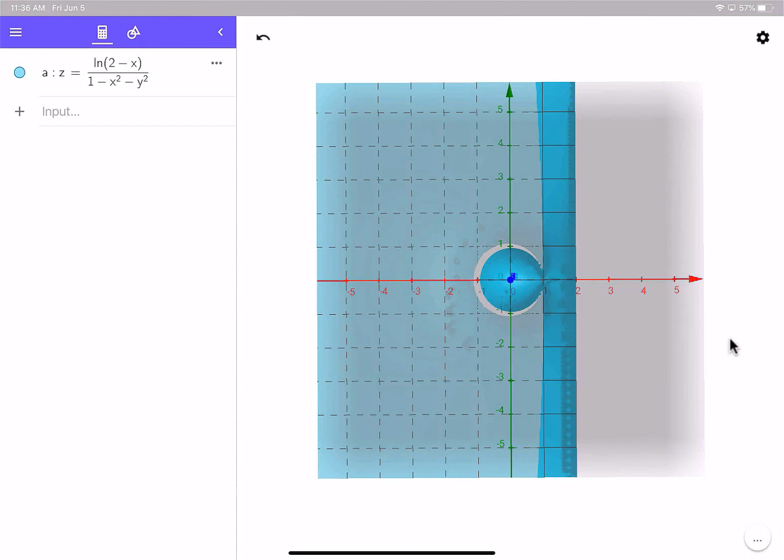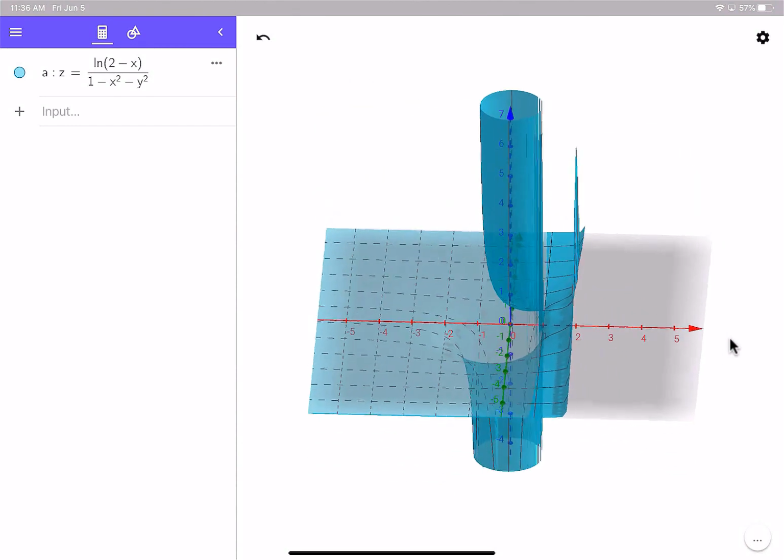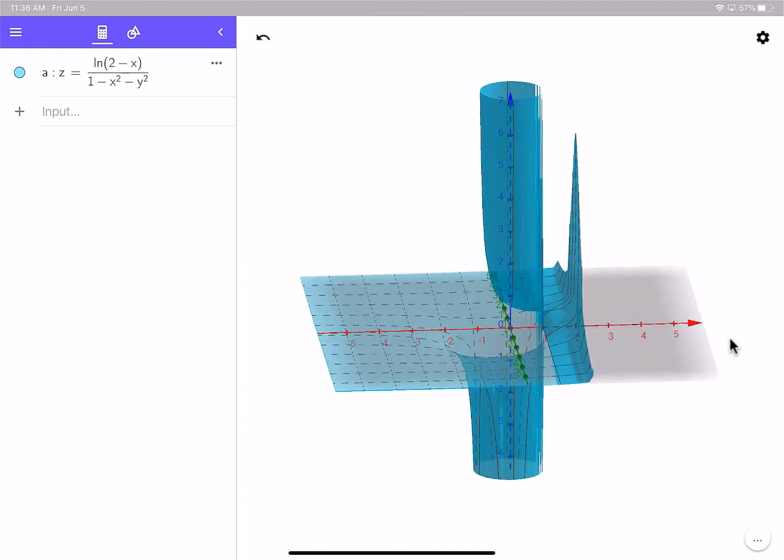But that is just the domain. As far as the function itself, here you go. It's in pieces, as you can see.